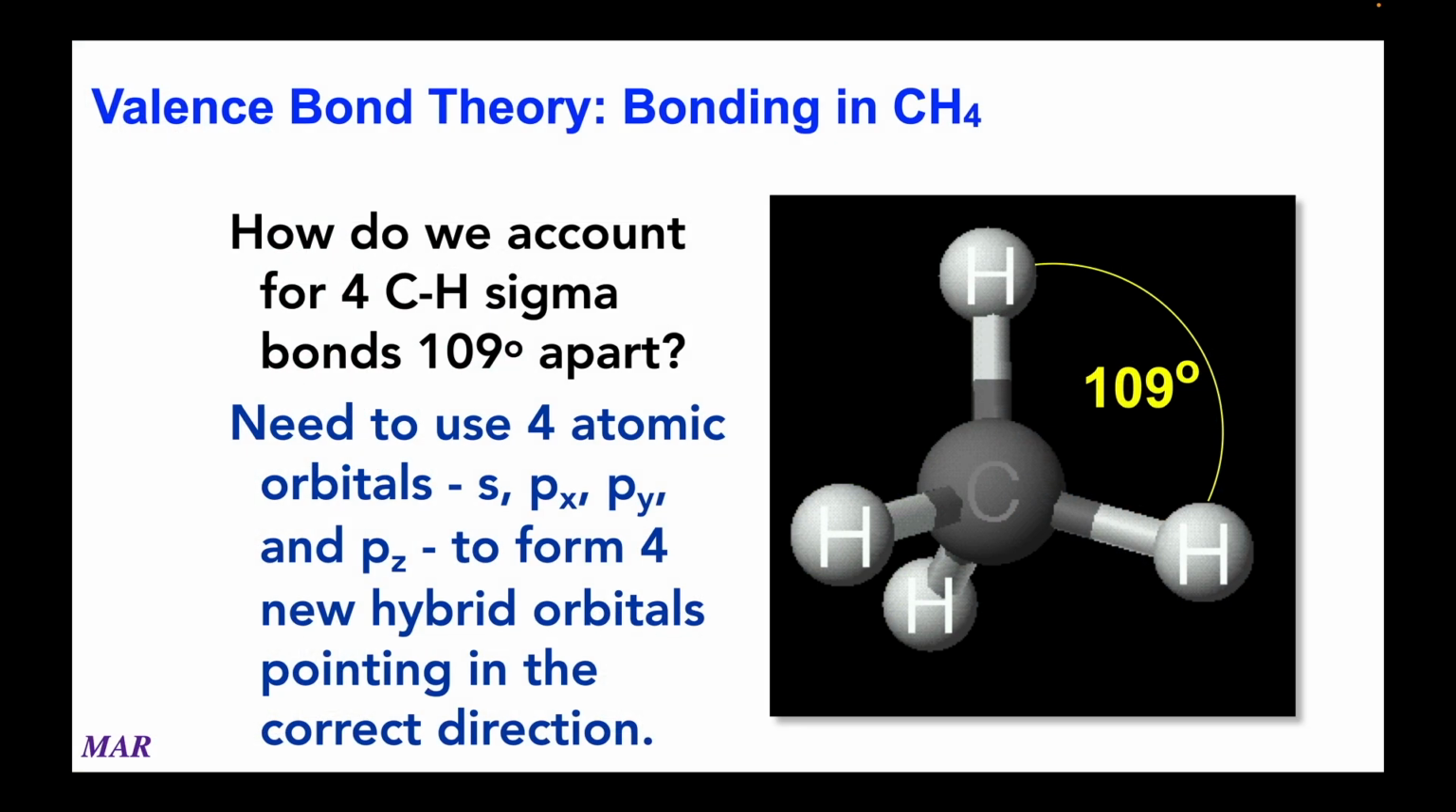Let's look at another example, this time from methane, which is CH4. And again, the same kind of question. How do you go from carbon with 1s2, 2s2, 2p2 atomic electrons into 109-degree angles as predicted by VSEPR, i.e. the tetrahedral electron pair geometry?